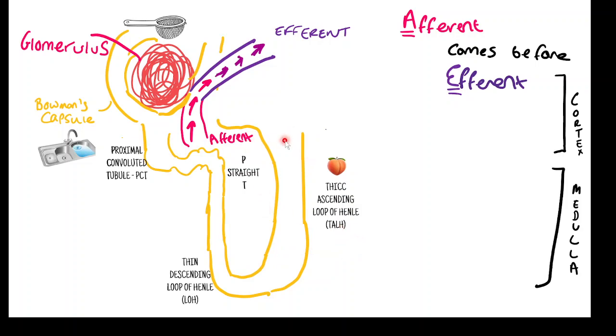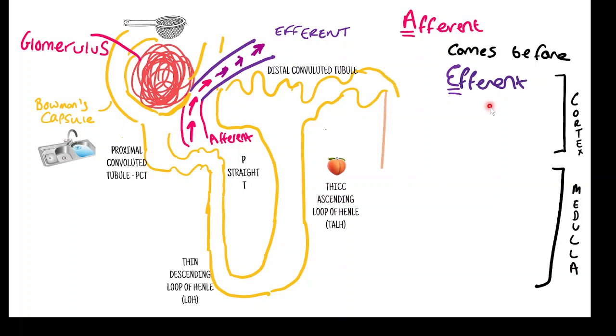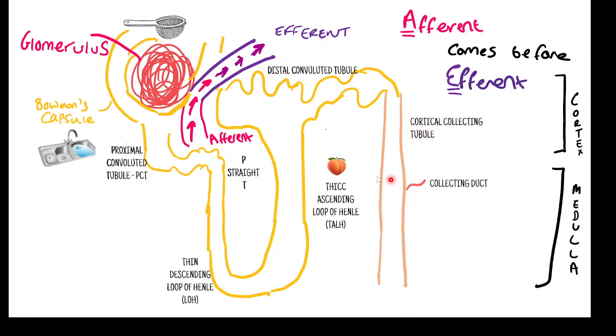Okay, the thick ascending loop of Henle continues on to something called the distal convoluted tubule. Remember I said it's convoluted, so it's in the cortex. And convoluted means wavy again. And the DCT continues on to two things, which are again pretty much similar. The cortical collecting tubule, so cortical because it's in the cortex, and the collecting duct, which is in the medulla.